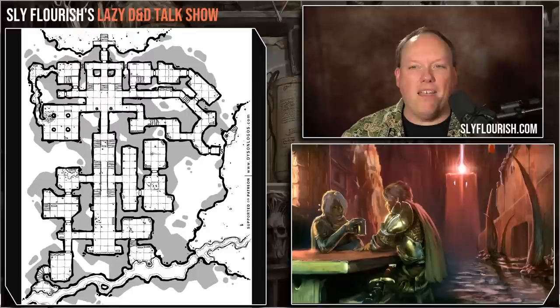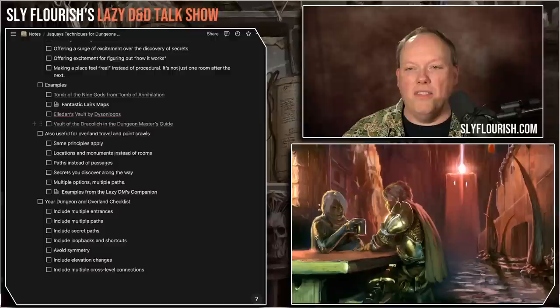Again, a really big dungeon, lots of different ways to explore. And you could just grab this and fill it out with your own ideas. You can see the secret passages in the upper right. So it definitely grabs onto those ideas of loopbacks, elevation changes, multiple entrances, multiple paths, secret discoveries, all those kinds of things. The last dungeon I will look at is one from the adventure Vault of the Drakulich.